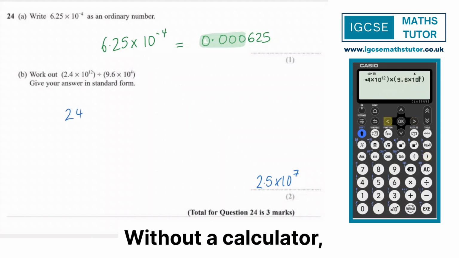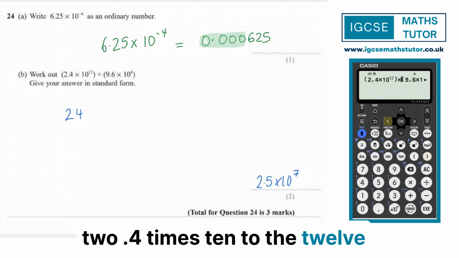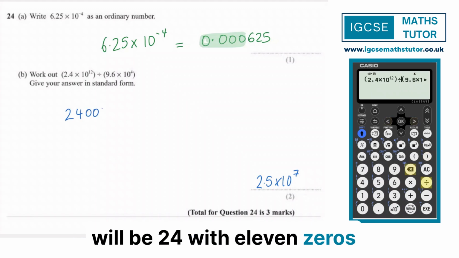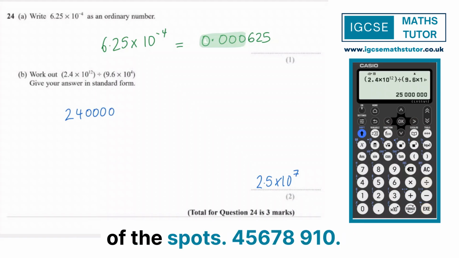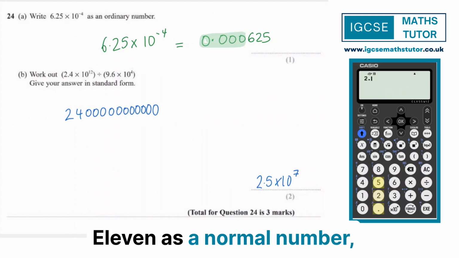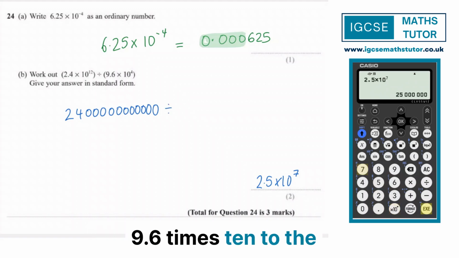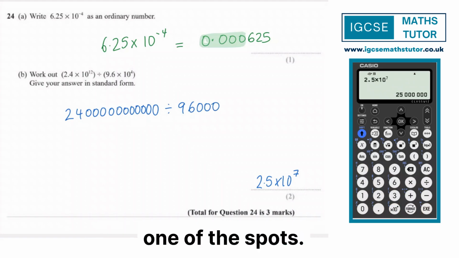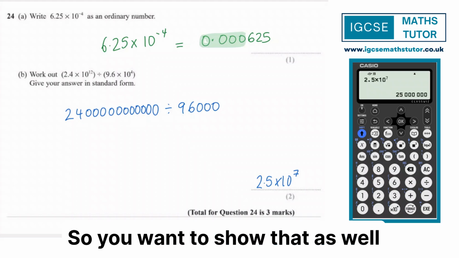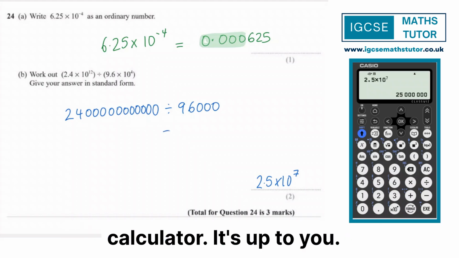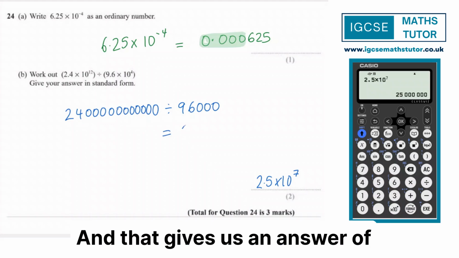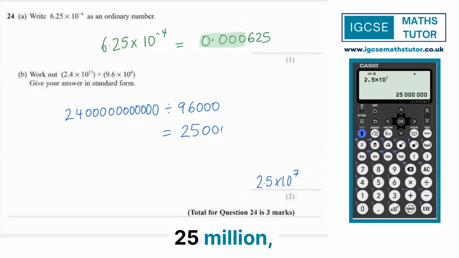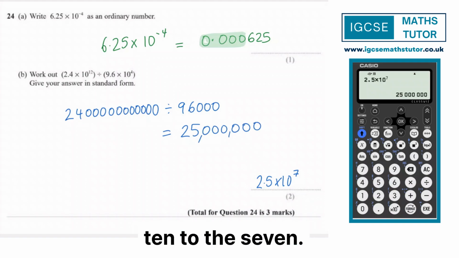Without a calculator, 2.4 times 10 to the 12 will be 24 with 11 zeros because the 4 takes up one of the spots. 4, 5, 6, 7, 8, 9, 10, 11. As a normal number, 9.6 times 10 to the 4 is 9, 6, and then only 3 zeros because the 6 took up one of the spots. So if you want to show that as well and then type that into the calculator, it's up to you. And that gives us an answer of 25 million, which is 2.5 times 10 to the 7.